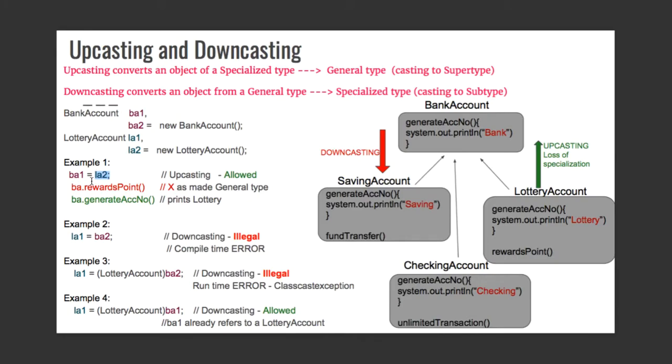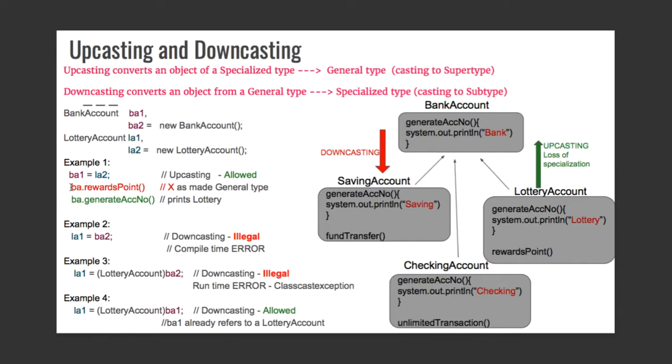Now, if you look at BA1 is equal to LA2, because it is of type bank account, it has no access to lottery account methods. That is, if you see here, generate account number is of bank account type, so it can access it. But even though it is pointing towards a lottery account object, because it is of type bank account, it has no access to reward points because it has become general from being a specialized type.